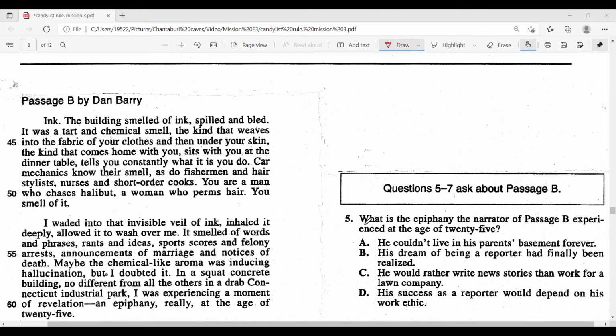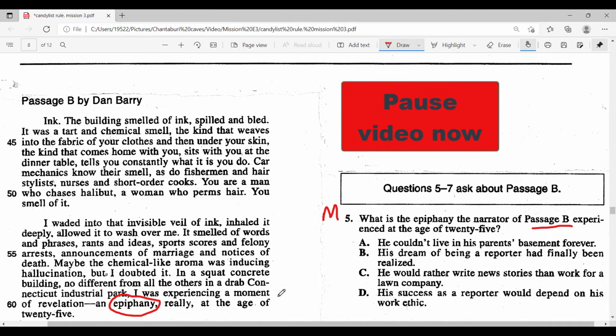All right, same as the last section. So 5 says, what is the epiphany the narrator of passage B experienced at the age of 25? All right, so you want to go ahead, try and find in passage B, first of all, it's a mystery question. Where is the word epiphany? Epiphany comes from right here. I'll start you off. What I'd like you to do now is go ahead and pause the video. You're going to look at your answer choices. You're going to focus on the first noun in your answer choices, and you're going to look at your topic sentence. We'll come on back and take a look at the answers in a second. Pause the video now.